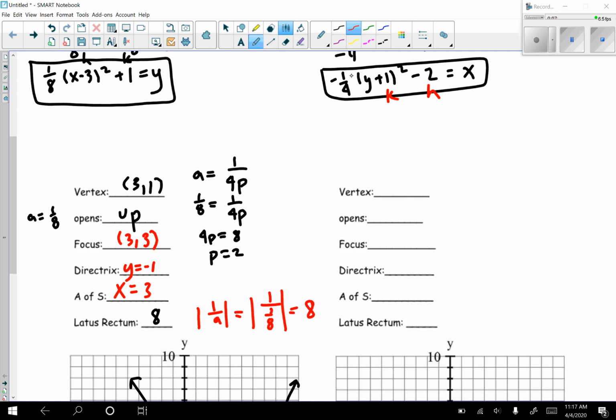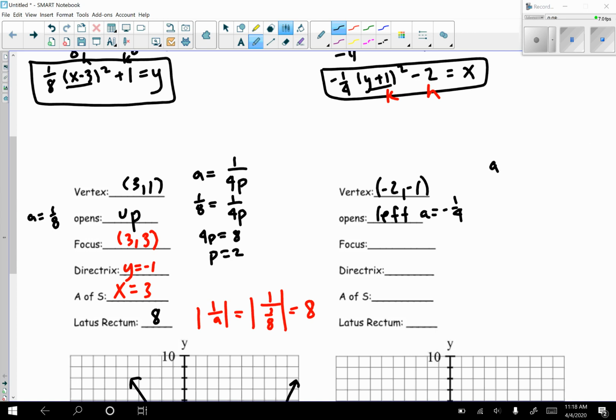So for this, our vertex is at the point (-2, -1). Because remember, it's always opposite of what you have inside the parentheses. So this was +1, and this over here was the -3. So we already said we know this opens to the left, and we know that because our A value is equal to -1/4, and it's an x equals equation. So to find the focus and directrix, we need to find our p-value. And so let's go ahead and do that next.